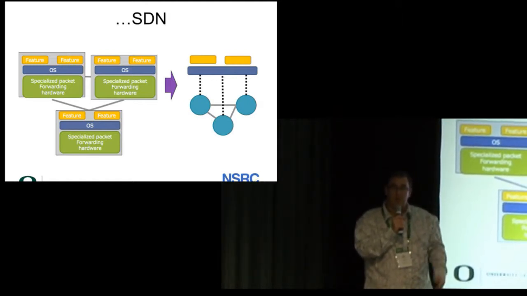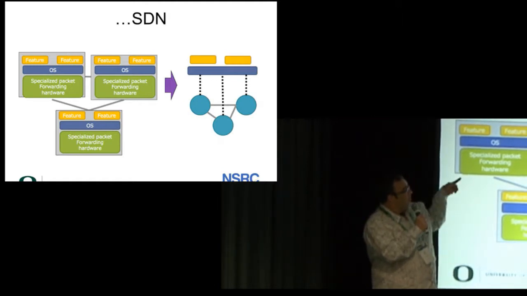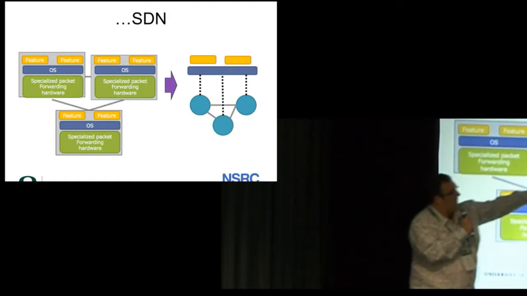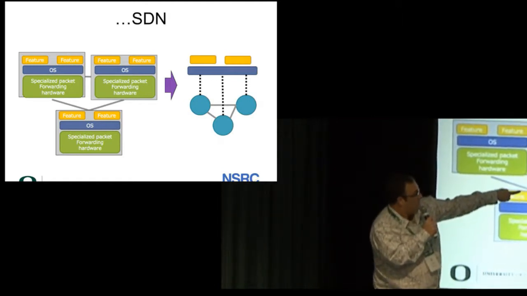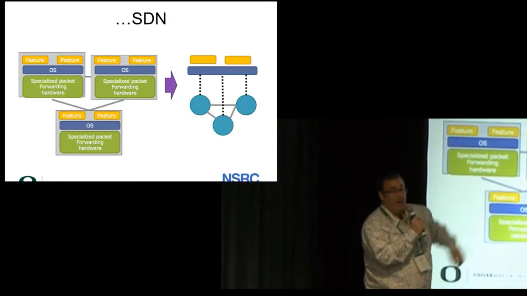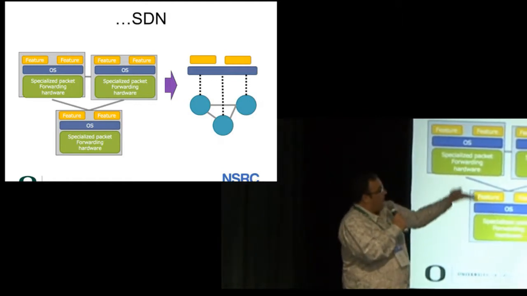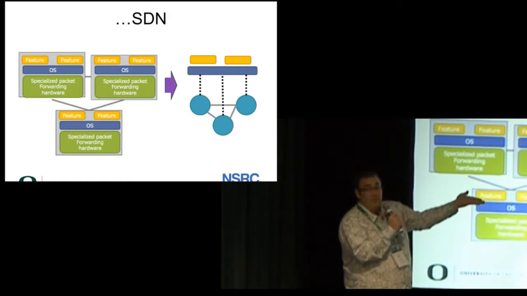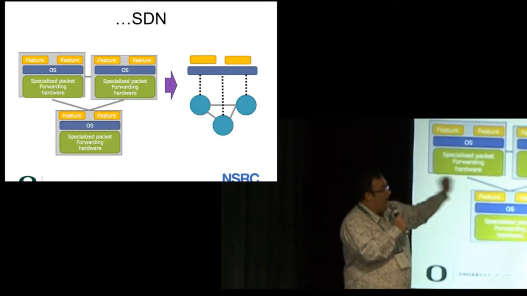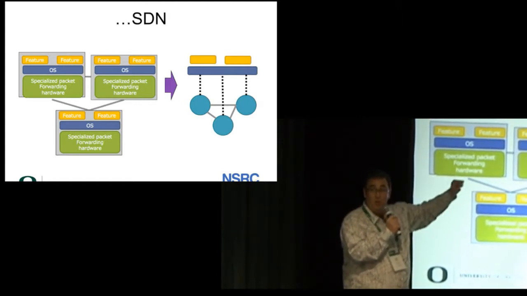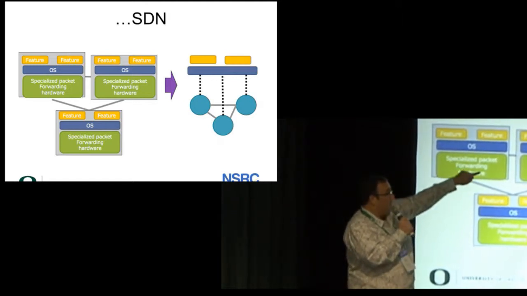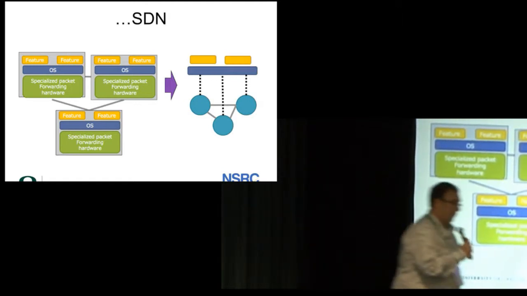You have decentralized control. What we want to do is move to a model which looks far more like that, where we've still got the specialized packet forwarding hardware down the bottom, but we've taken all of the, effectively the network operating system up to one single instance, and then the features are deployed on top.